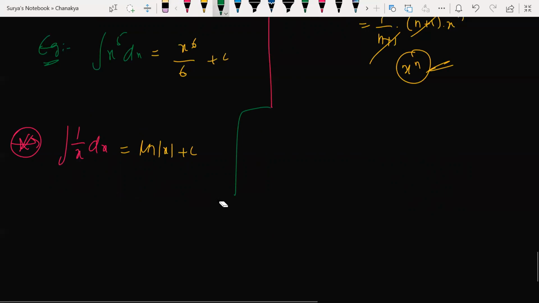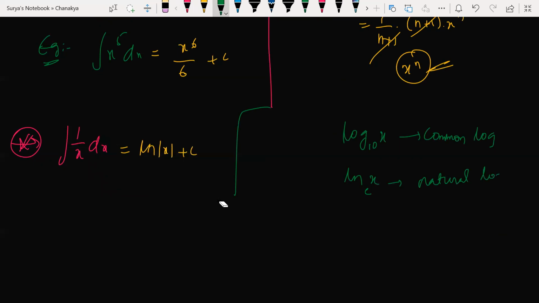Log and ln, both are different. I'll tell you what that is. Log x with the base 10 is my common log. Ln x, with the base e, is my natural log. Ln x is nothing but natural log, and log x to the base 10 is common log. This also can be written as log x with base e. If I have base e, that is natural log. If I have base 10, that is common log.